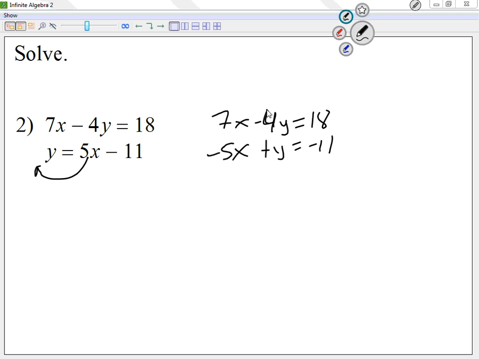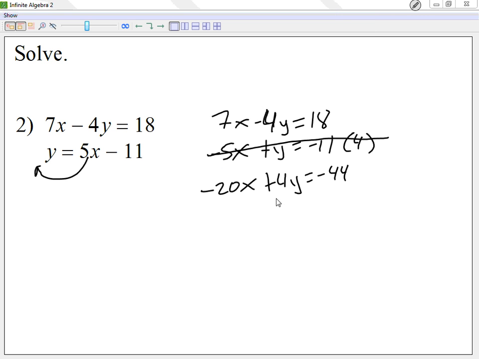I notice that none of them cancels out. If I want to eliminate x, I'll multiply the top by 5 and the bottom by 7, because that makes each 35. Or if I want to eliminate the y's, I can multiply the bottom by 4. So let's do that one instead. The bottom will become negative 20x plus 4y equals negative 44. I multiplied everything by 4, because that way the y's cancel out.